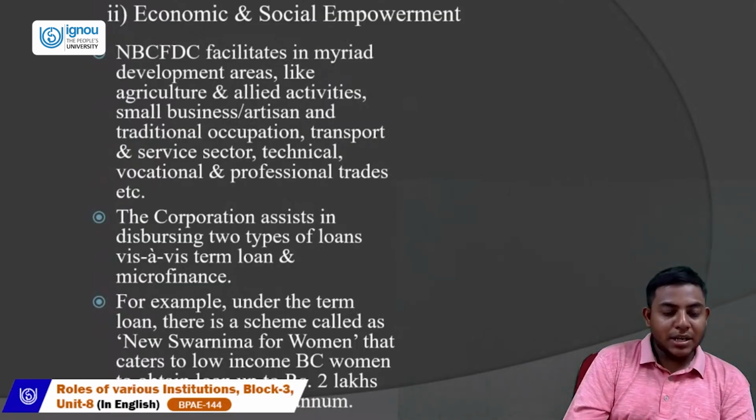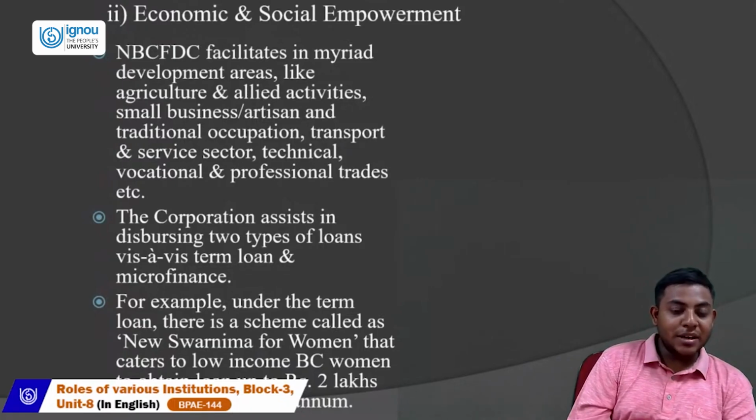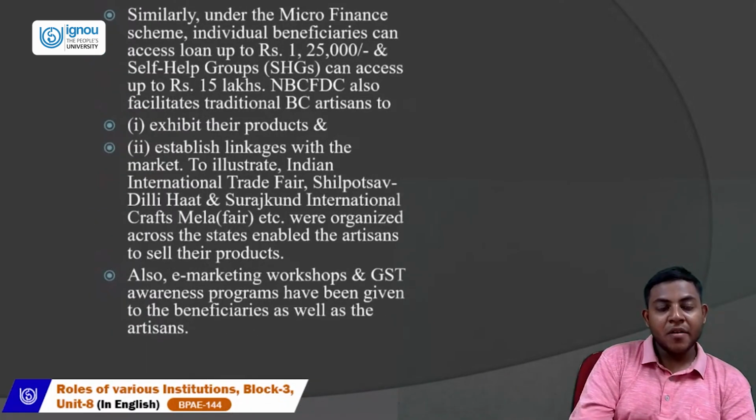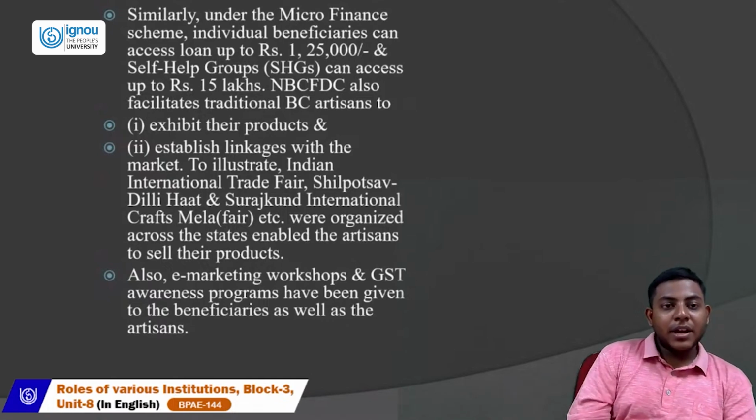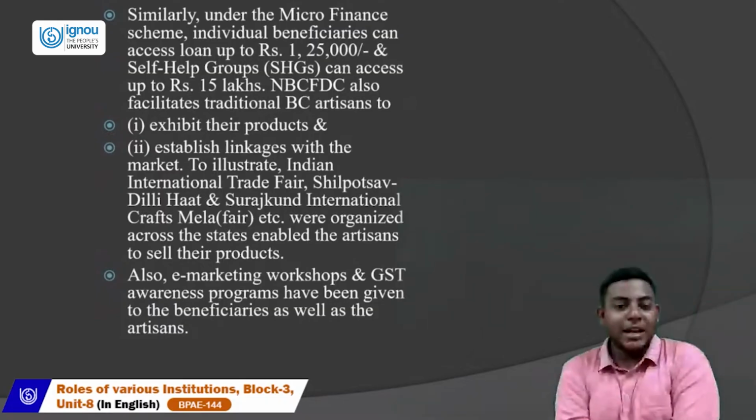For example, under the term loan, there is a scheme called the New Swarnima for Women that caters to low income backward classes women to obtain a loan up to rupees 2 lakhs at 5% interest per annum. Similarly, under the microfinance scheme, beneficiaries can access a loan up to rupees 1,25,000 and self-help groups can access up to rupees 15 lakhs.